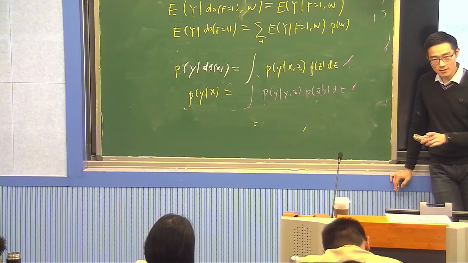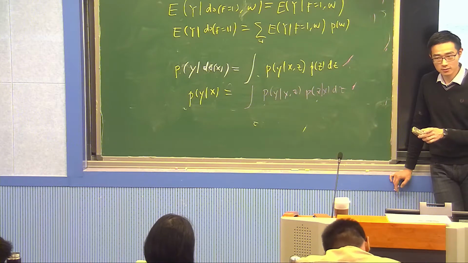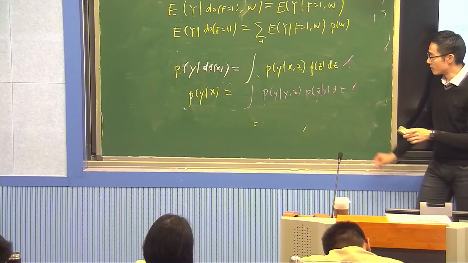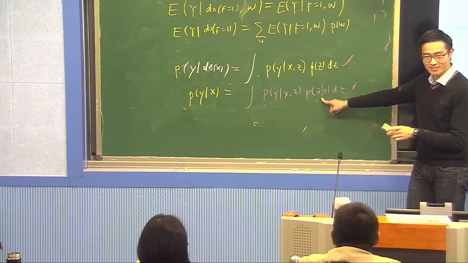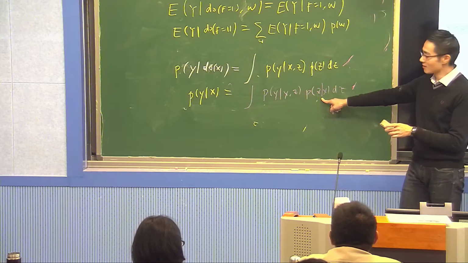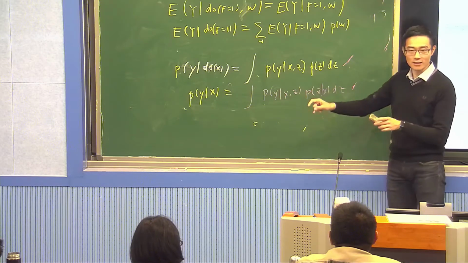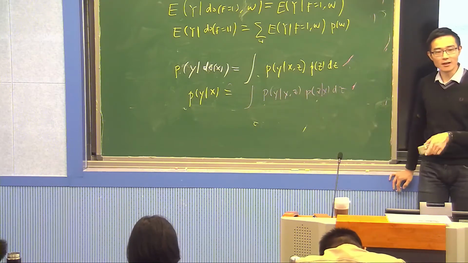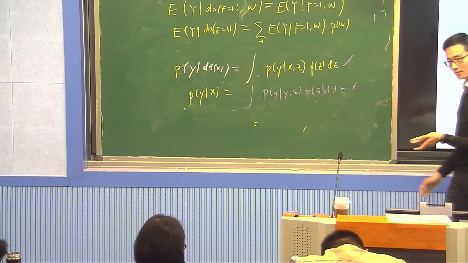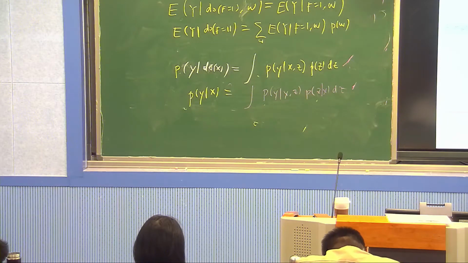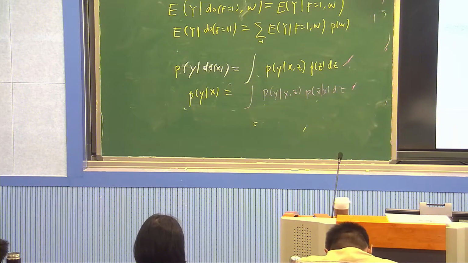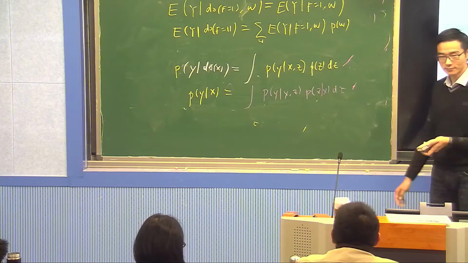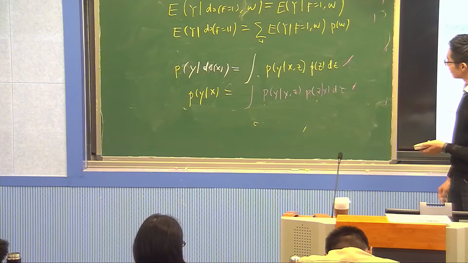In what case are they the same? When z and x are what? Independent. So when z and x are independent, they are the same. All right? If z has nothing to do with x. So very good.